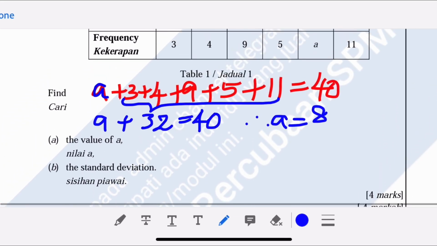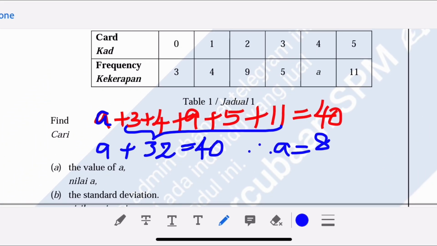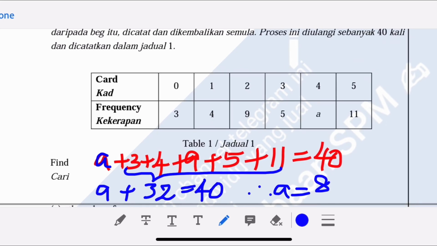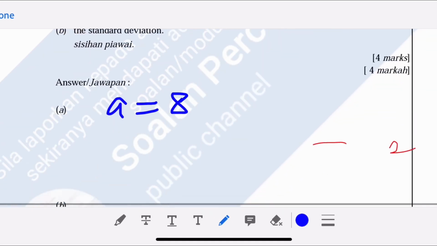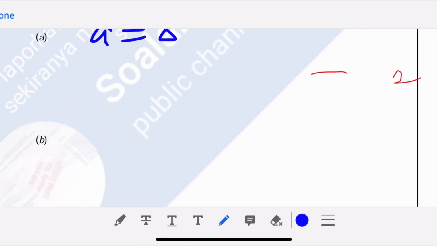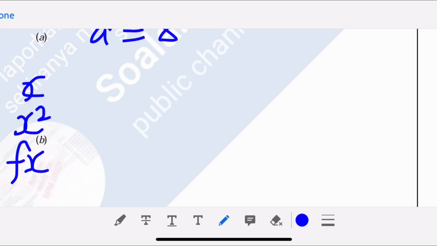In order to find the standard deviation, you need to copy down the formula if you can't memorize. The formula for standard deviation comes with a square root: square root of summation of data square over number of data, minus mean square. So to begin, we list out our score, and then we square our score, and then we times it by the frequency. Frequency times the score square. It doesn't mean frequency times score and then square.